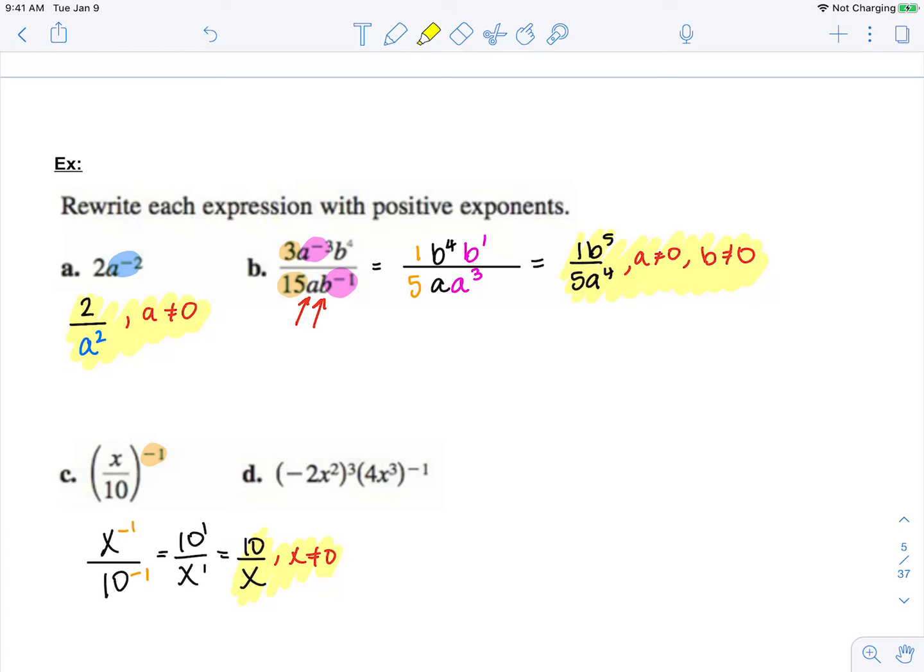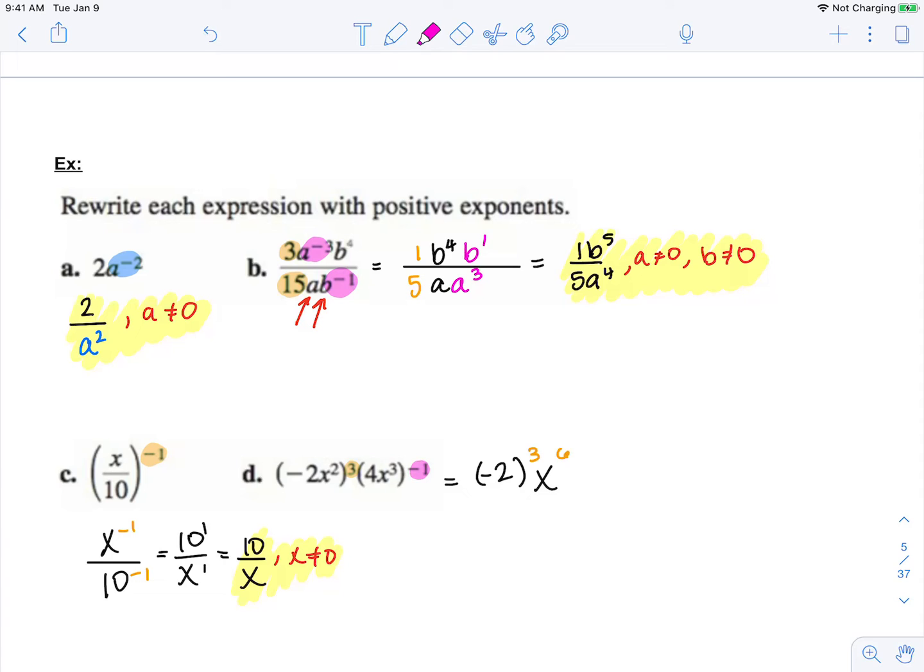So now, in part D, I have two quantities multiplying with exponents. So the first thing I notice here is this cubed power. So I'm going to distribute that to everything in those parentheses. So I have negative 2 being cubed, and now I'll have x to the 6th because I multiplied those exponents.